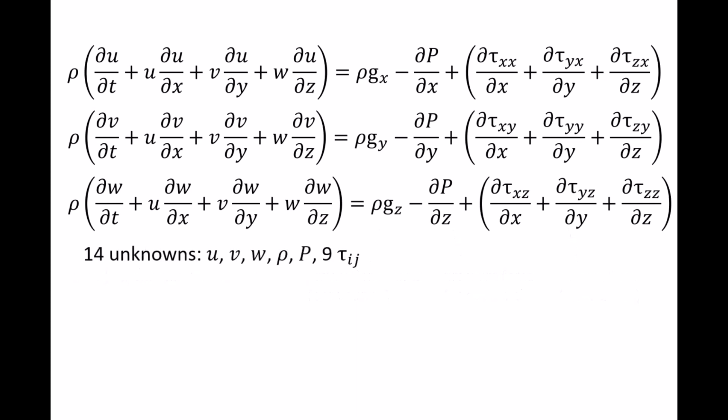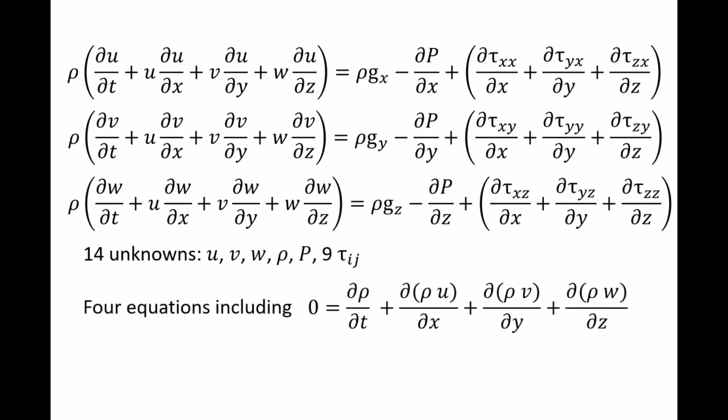At this point, we have 14 unknowns, but only 3 equations. The unknowns are the 3 velocity components, u, v, w, the density rho, pressure p, and 9 viscous stresses. If we include the conservation of mass equation, we have a 4th equation. Although not shown in this video, it can be proven that shear stresses on a small fluid element are symmetric. That is, tau xy is equal to tau yx, tau xz is equal to tau zx, and tau yz is equal to tau zy.